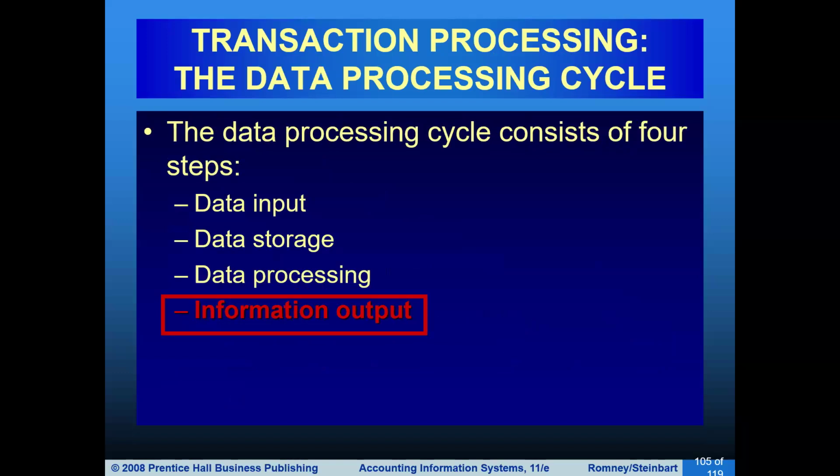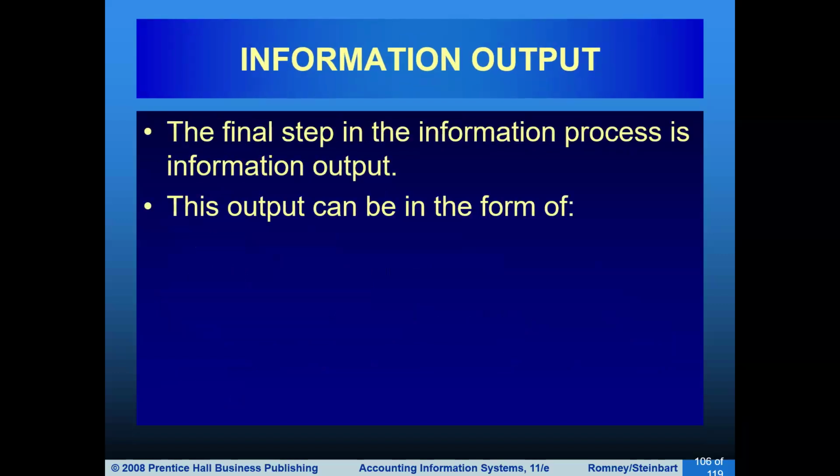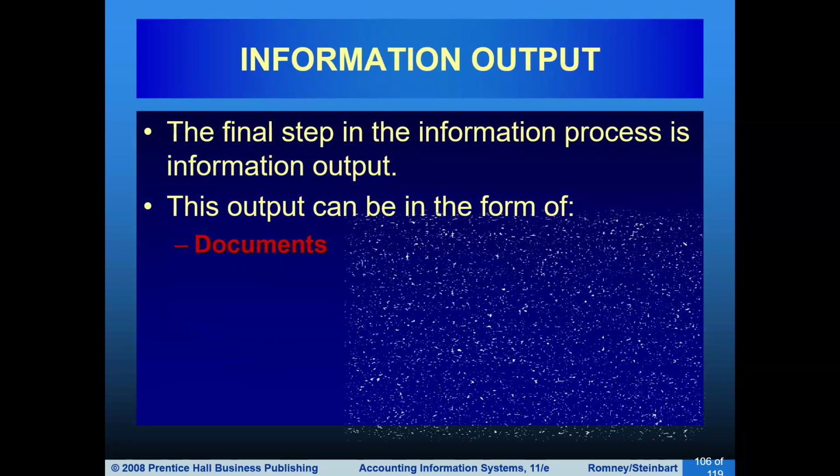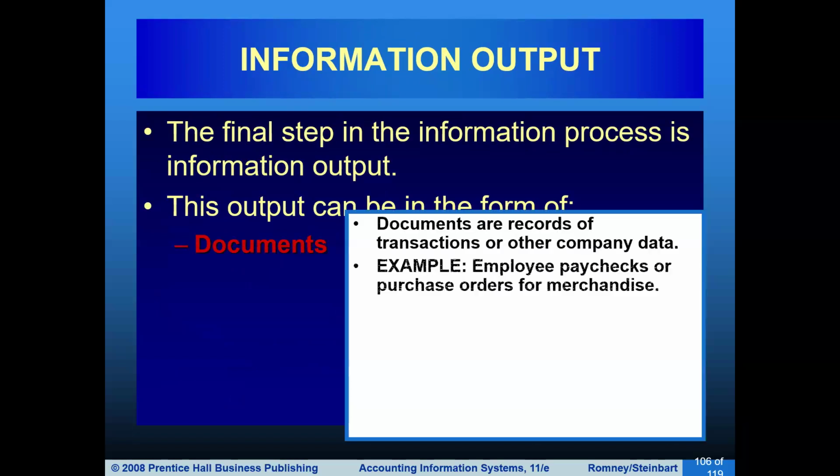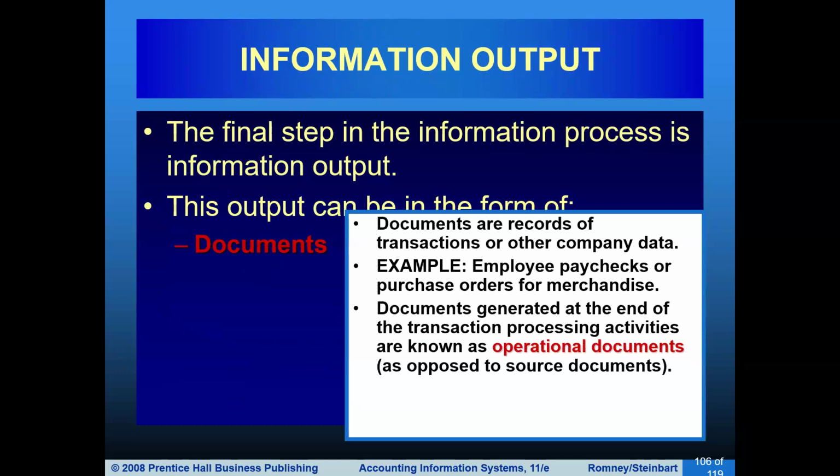Then the final data processing cycle is information output. The final step in the information process is information output. This output can be in the form of documents. Documents are records of transactions of the company data, like a purchase order or invoice. Those are kinds of operational documents.